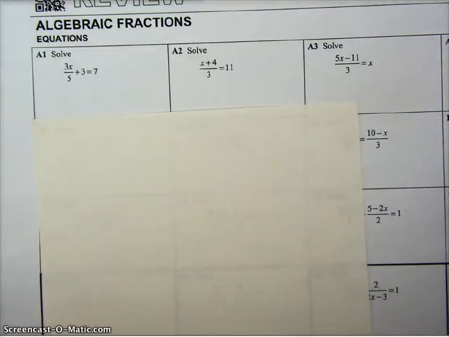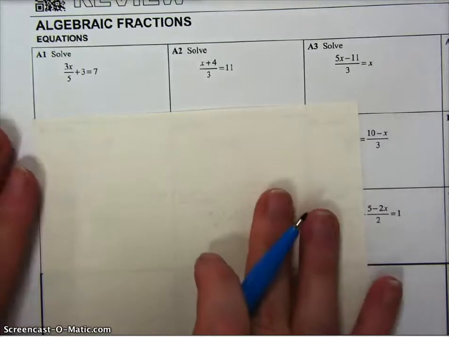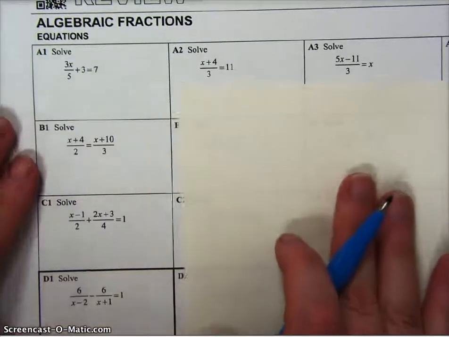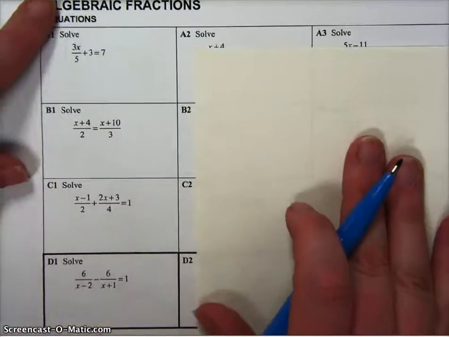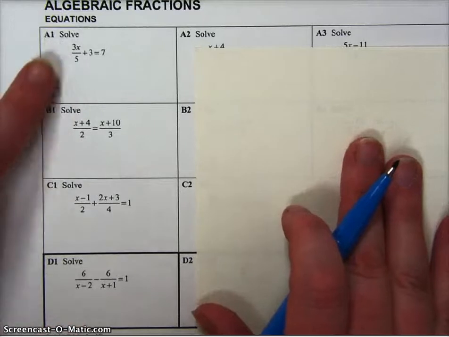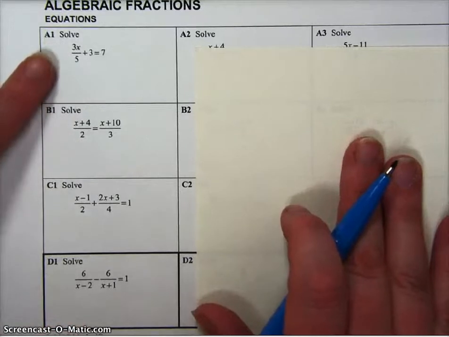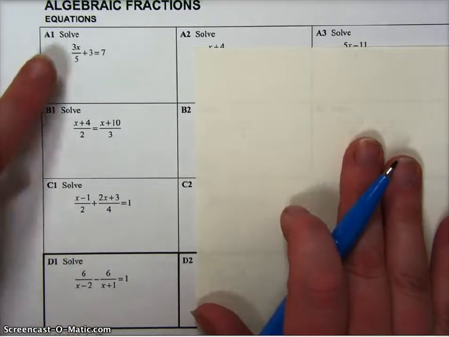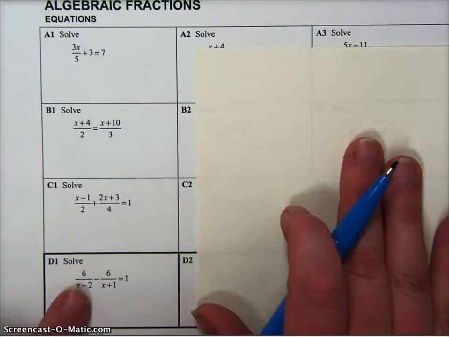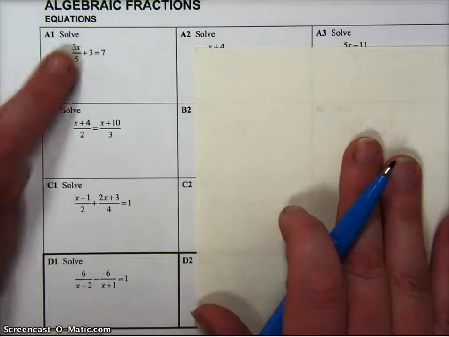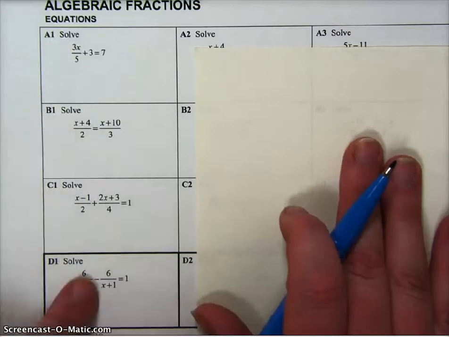Today I want you guys to be working on solving rational equations. On your homework for today, I'm going to show you how to do one problem from each row. They get progressively tougher as you work your way down the worksheet. So I'm going to do A1, B1, C1, and D1.